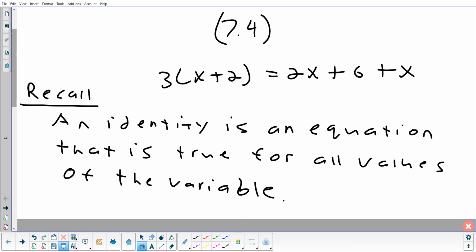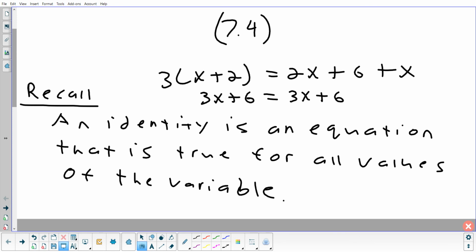And I asked you to solve that. If you distribute out what's on the left, what do you get? Chris? 3x plus 6. You get 3x plus 6. And if you combine like terms on the right, what do you get? 3x plus 6. You get 3x plus 6. So if you subtract 3x from both sides, you're left with 6 equals 6. That's an identity. That's a true statement because 6 equals 6.